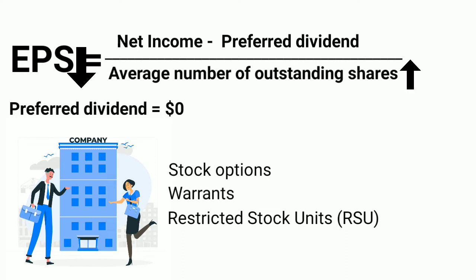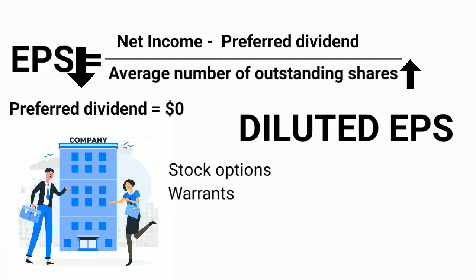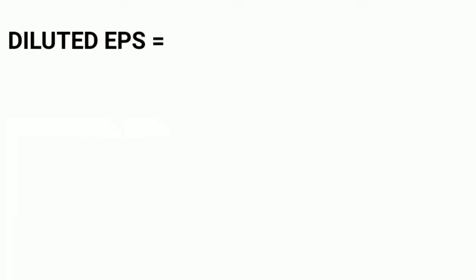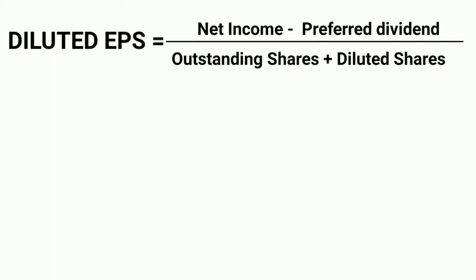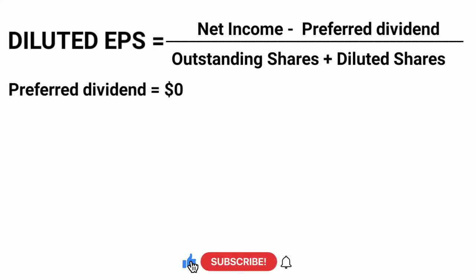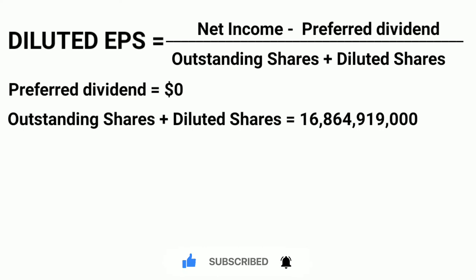To capture this effect, diluted EPS is calculated, which assumes that all shares that could be outstanding have been issued. The formula for diluted EPS is net income minus preferred dividends divided by outstanding shares plus diluted shares. In case of Apple, the outstanding shares plus diluted shares is 16,864,919,000. Thus the diluted EPS for Apple is $5.61.